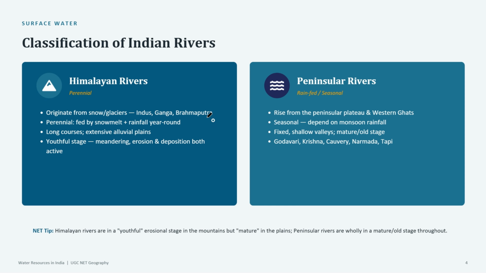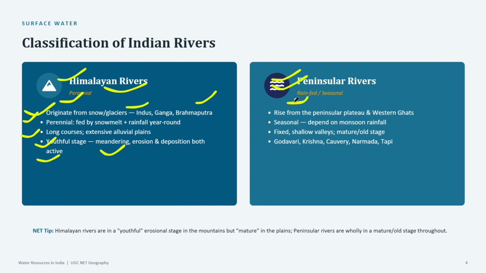Classification of Indian rivers: Himalayan rivers, they are perennial, and peninsular rivers, they are rain-fed or seasonal. Himalayan rivers originate from snow and glaciers, like the Indus, Ganga and Brahmaputra rivers. Perennial means fed by snowmelt and rainfall year round. Long courses, and they have extensive alluvial plains. Youthful stage, meandering, erosion and deposition both active. These are some characteristics of the youthful stage in Himalayan rivers.